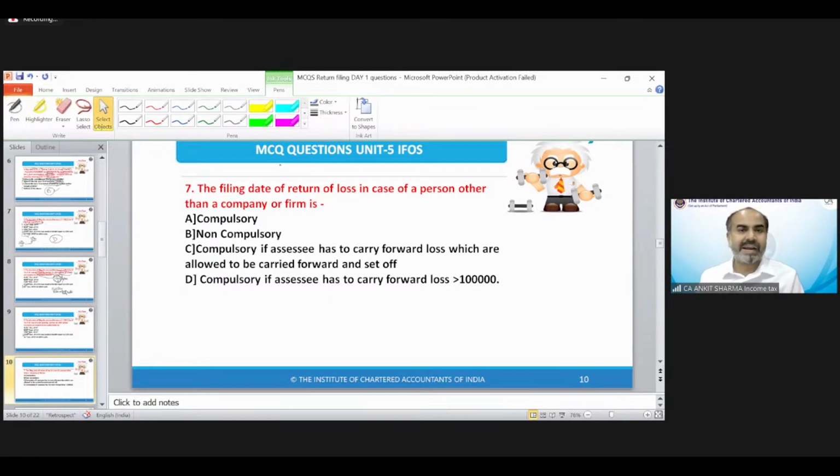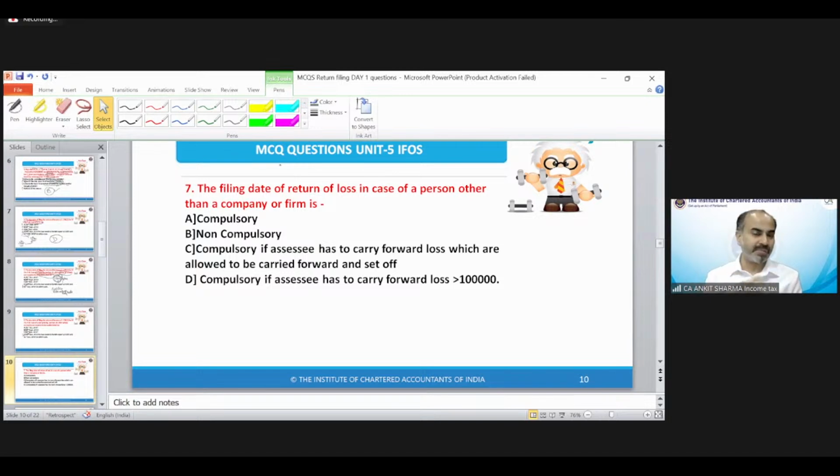The filing date of return of loss in case of a person other than a company or firm is: compulsory, non-compulsory, compulsory if assessee has to carry forward loss which are allowed to be carried forward and set off, or compulsory if assessee has to carry forward loss more than 1 lakh rupees.